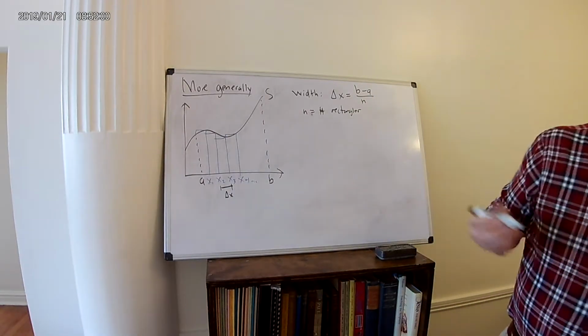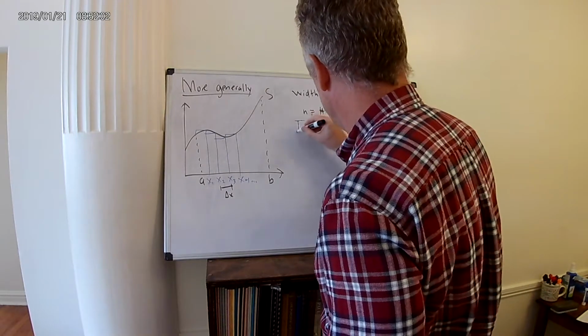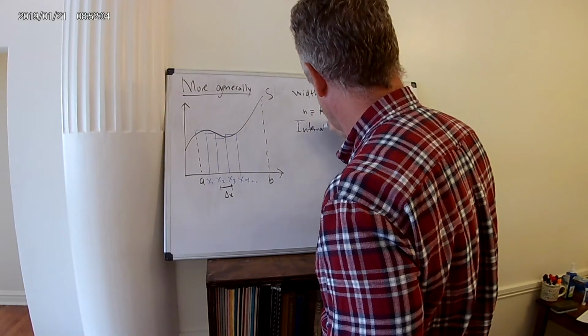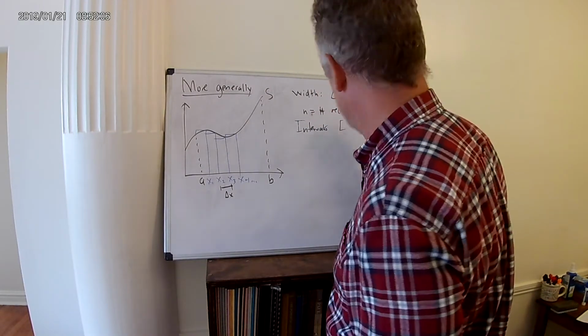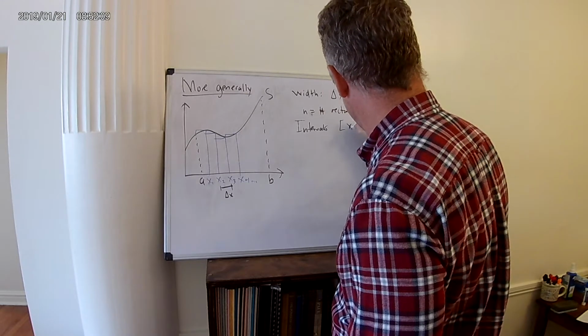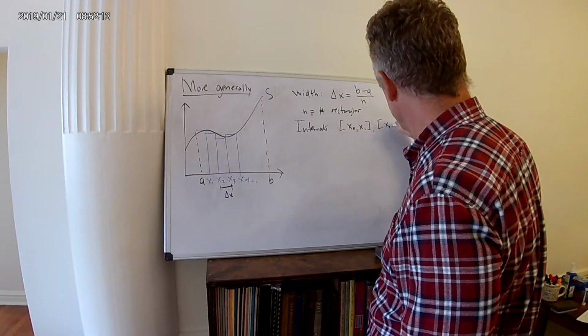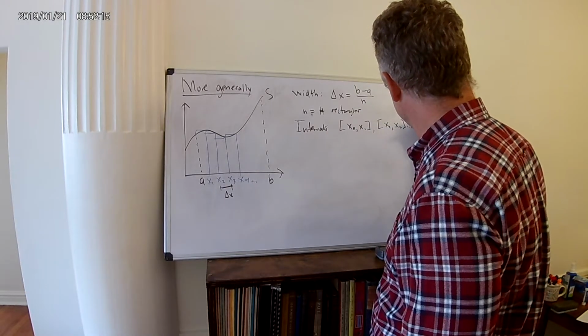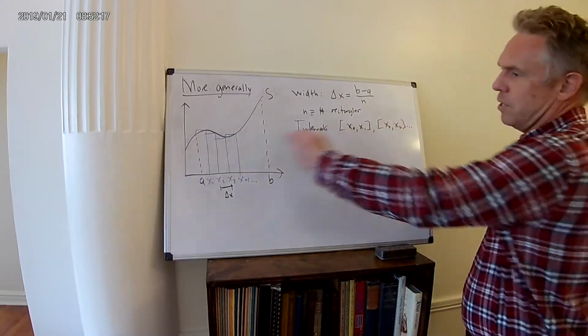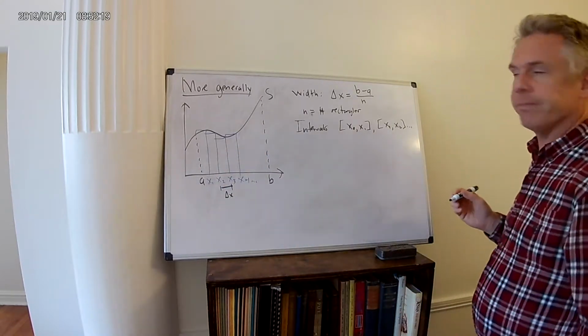And then if we talk about intervals, there's various intervals here. The intervals are x0 to x1, that's one interval. The next interval is x1 to x2, and so on. Don't worry too much about that, but these are just dividing this up into different intervals.